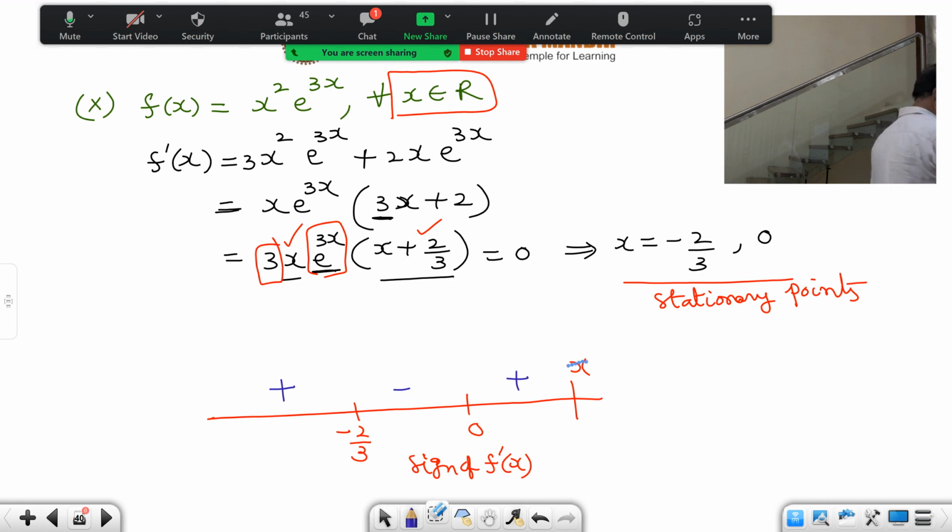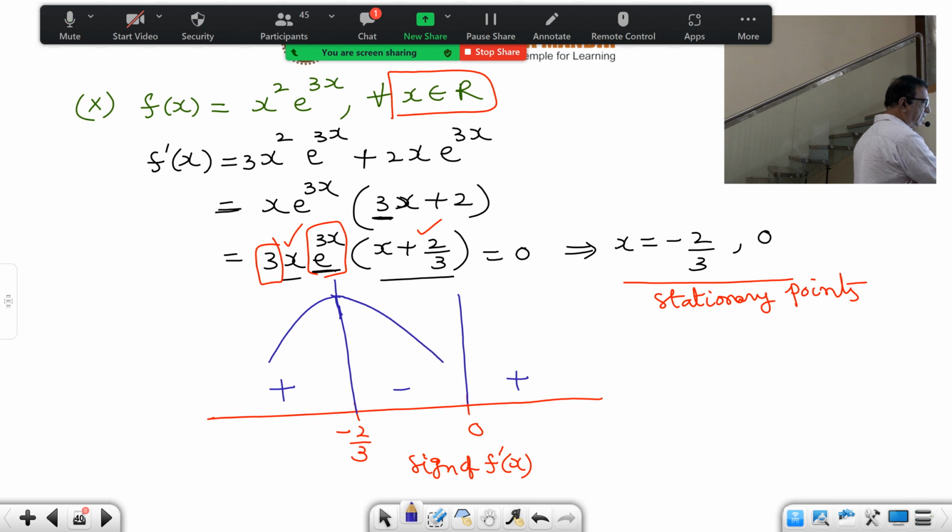Now let us remove this and this. Let us extend these lines. At minus 2 by 3, what is happening? Before minus 2 by 3, derivative is positive, means the function is increasing. After minus 2 by 3, the derivative is negative, means the function is decreasing. Like this. And again after 0, up to 0 it is decreasing. After 0 again the derivative is positive, means the function is again increasing.